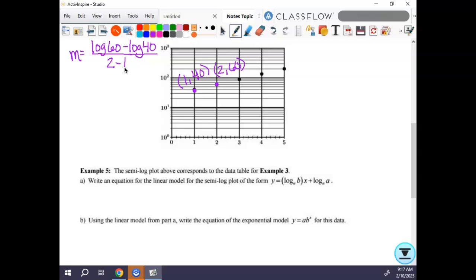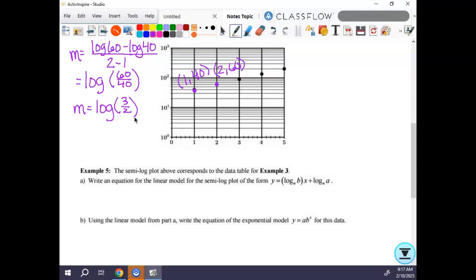So really I don't even have a fraction anymore, right? Is log of 60 minus log of 40 log of 20? No. What do I do with these when I combine them? Divide. So this becomes the log of 60 over 40. And then again, that would be over 1, so it just kind of goes away. Which means my slope is the log of 3/2. Okay. Any questions at this point?